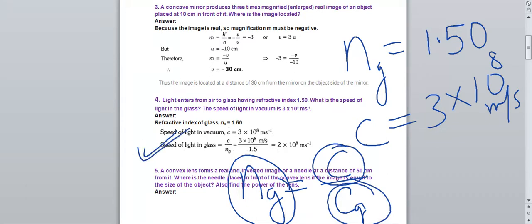Speed of light in glass is equal to C, that means speed of light in vacuum, divided by the refractive index of the glass, 3 into 10 to the power 8 divided by 1.5. You will get the answer as 2 into 10 to the power 8 meter per second.